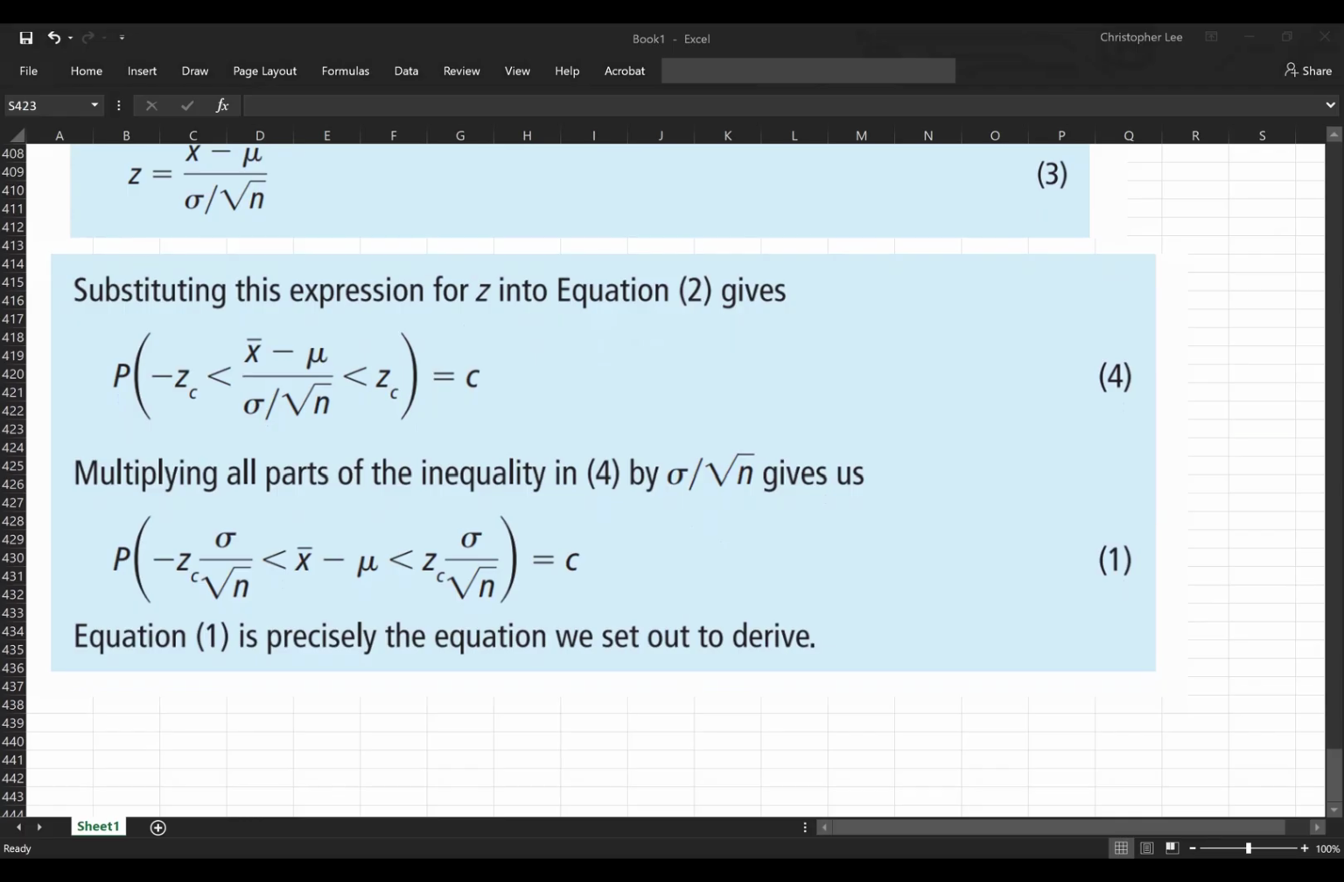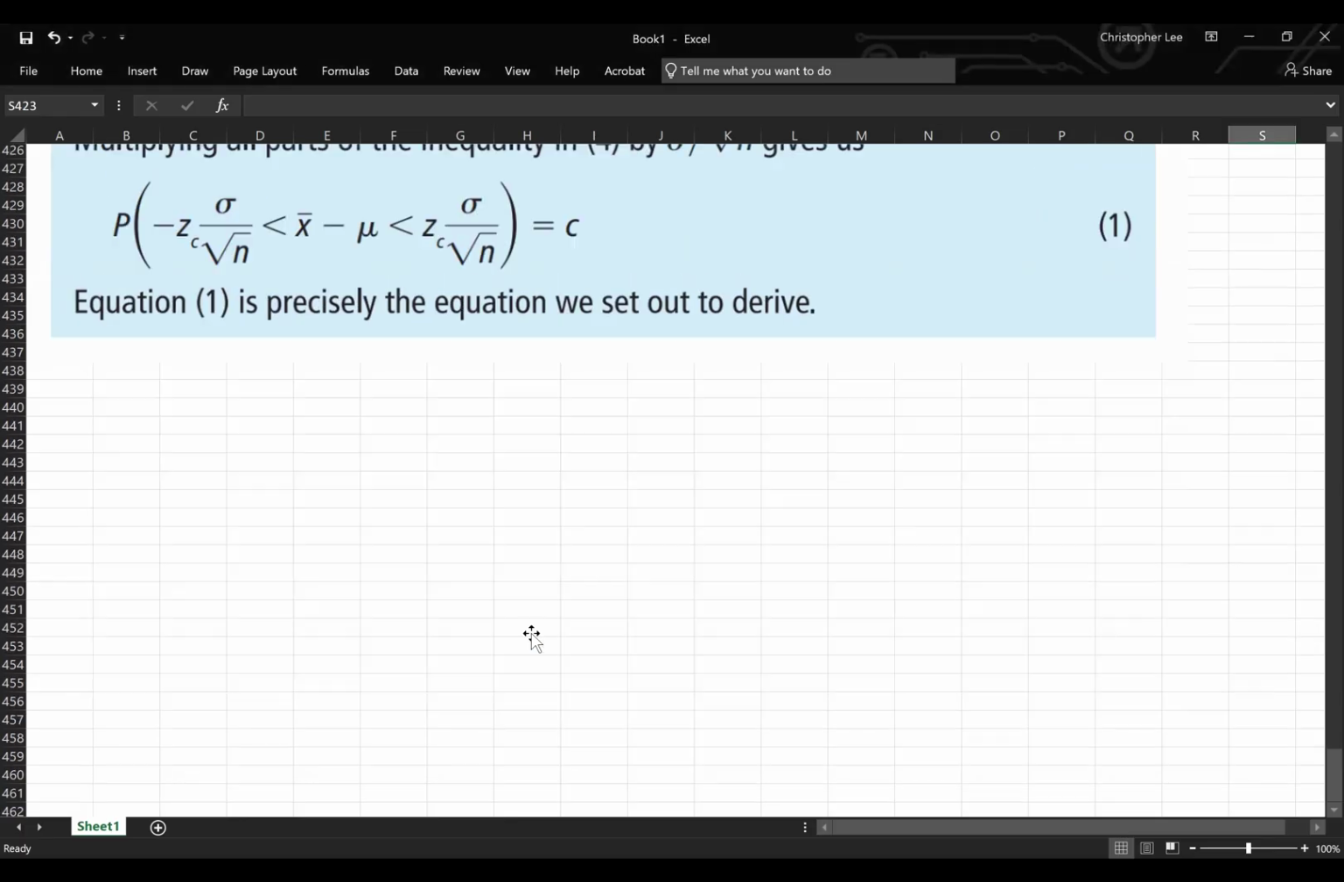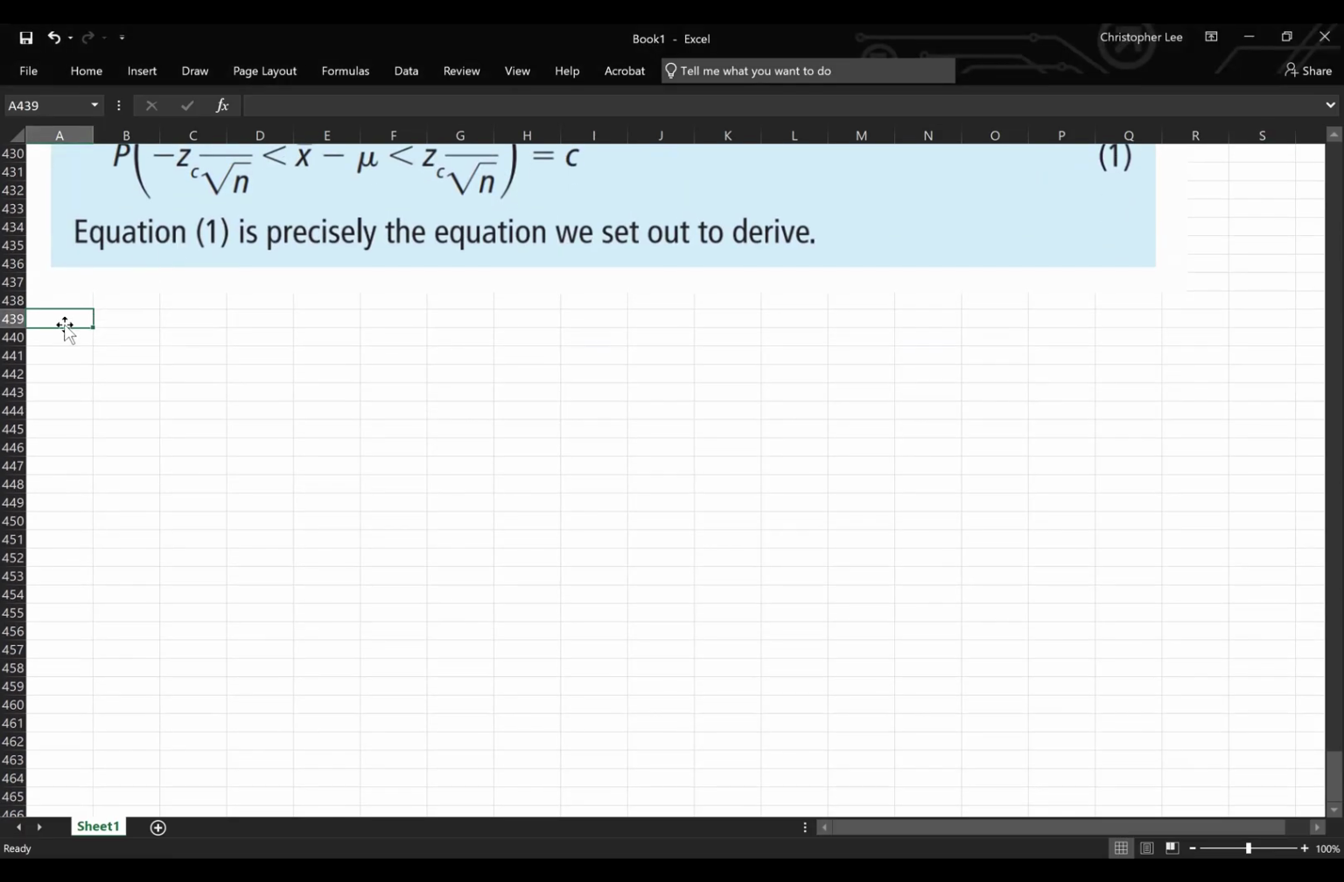All right, let's talk about margin of error. This is where it gets good. And you'll probably see this on your homework when they ask you about margin of error.